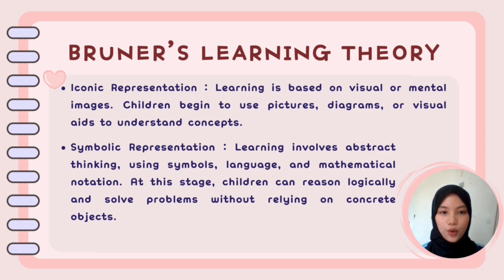Now we go to the second one, which is iconic representation, which is a learning is based on visual or mental images. Children begin to use pictures, diagrams, or visual aids to understand concepts. And for the last one, which is symbolic representation, it is a learning involves abstract thinking using symbols, language, and mathematical notation. At this stage, children can reason logically and solve problems without relying on concrete objects.